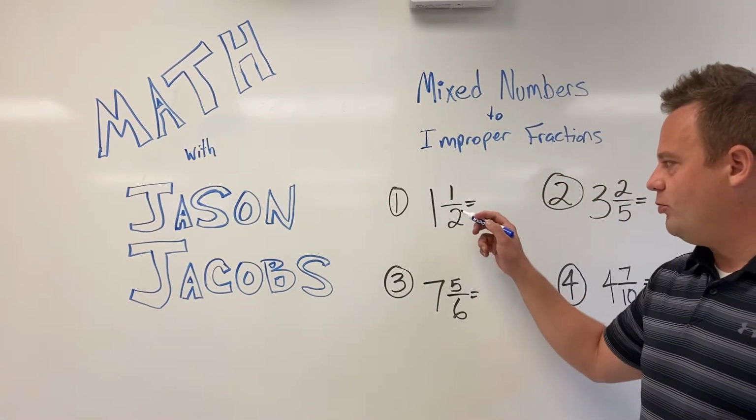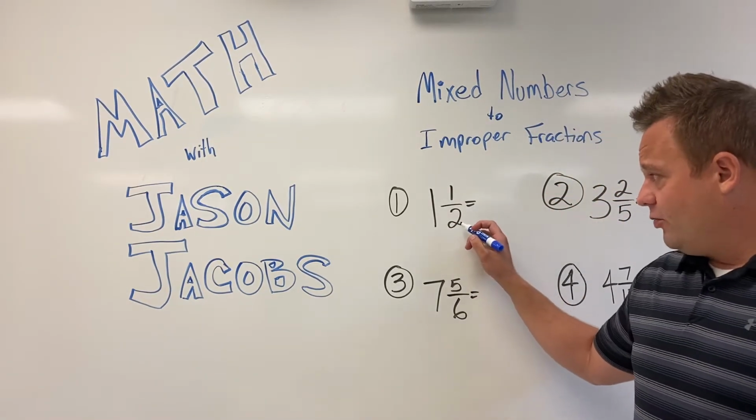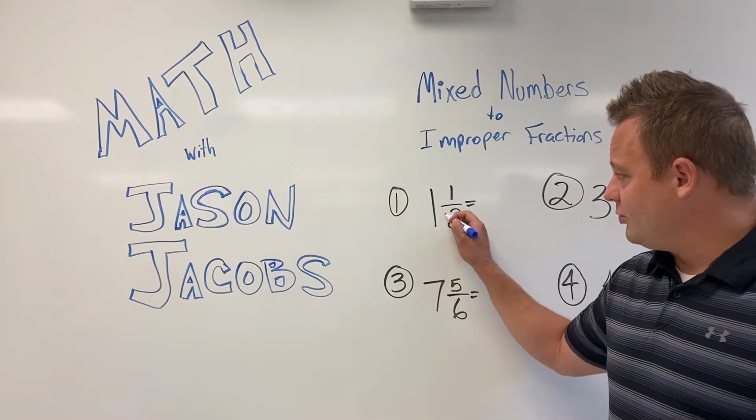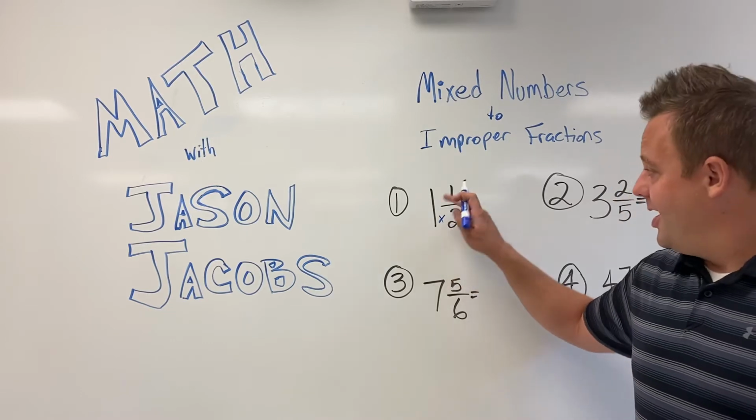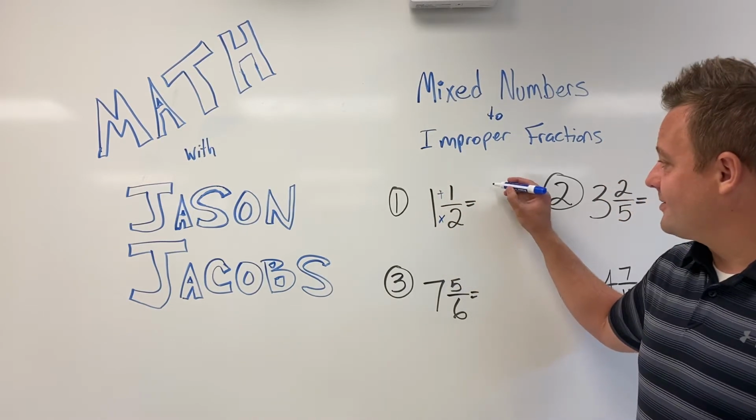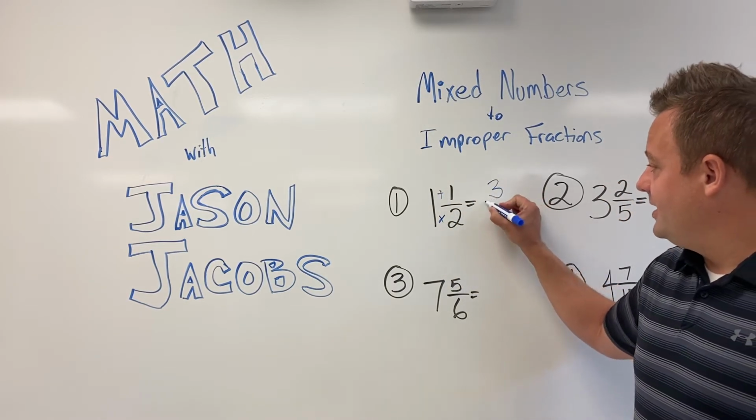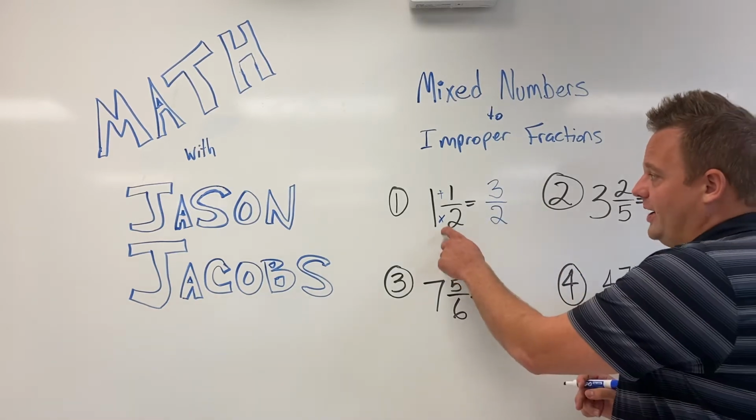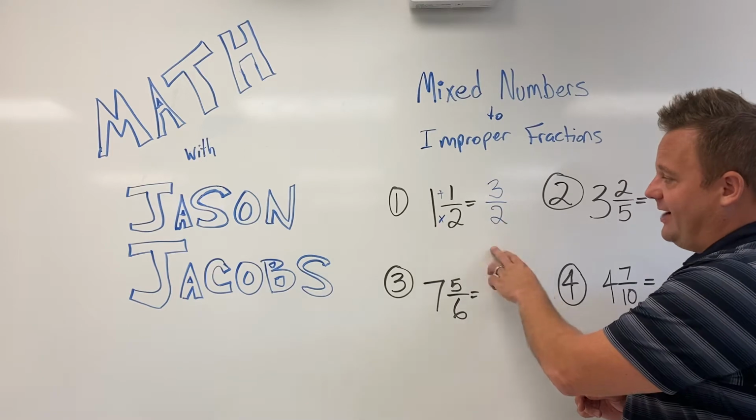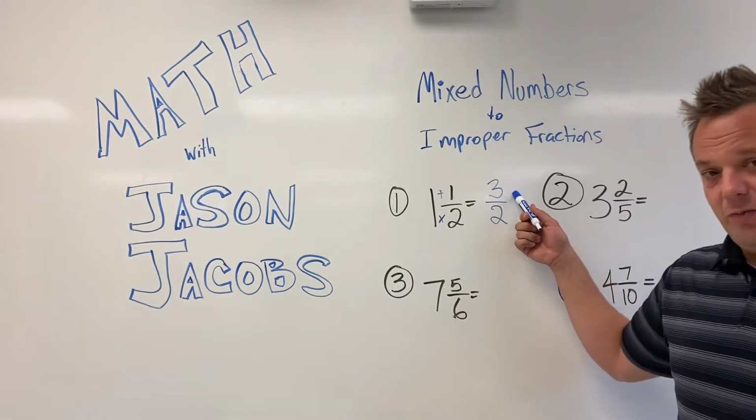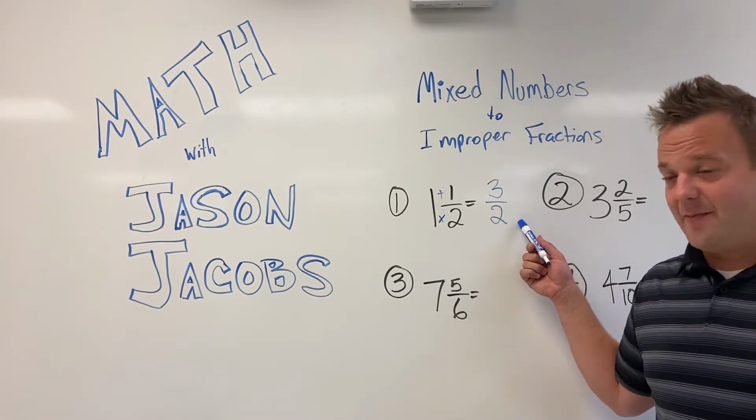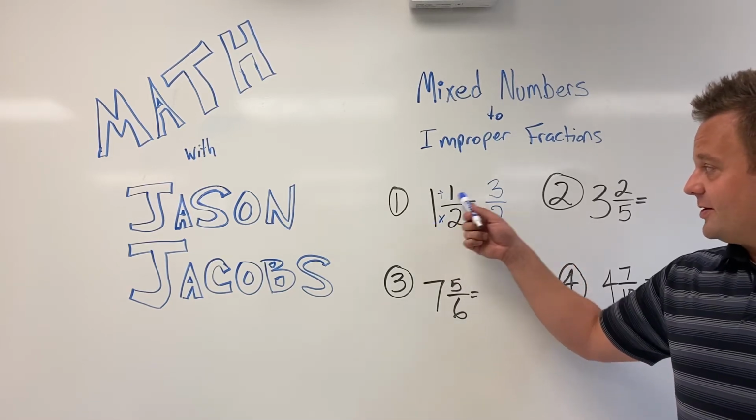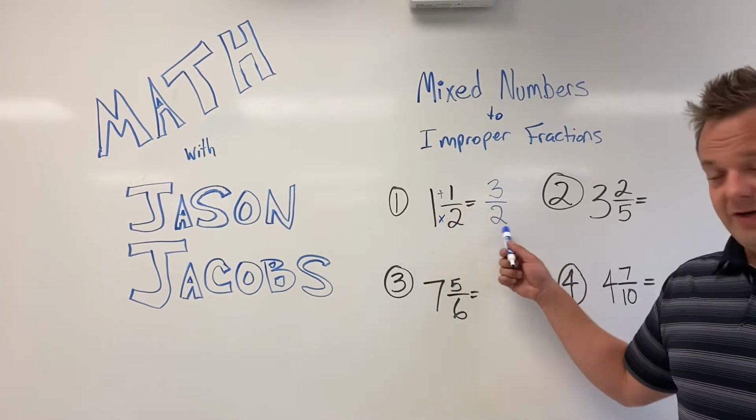So 1 1/2. We're going to convert it to an improper fraction. And the way we do it is we go 2 times 1 is 2, plus 1 is 3. So we have 3 halves. 1 1/2 equals 3 halves. Now, an improper fraction means the numerator is greater than the denominator. And again, 2 times 1 is 2, plus 1 is 3, and then the denominator stays the same.